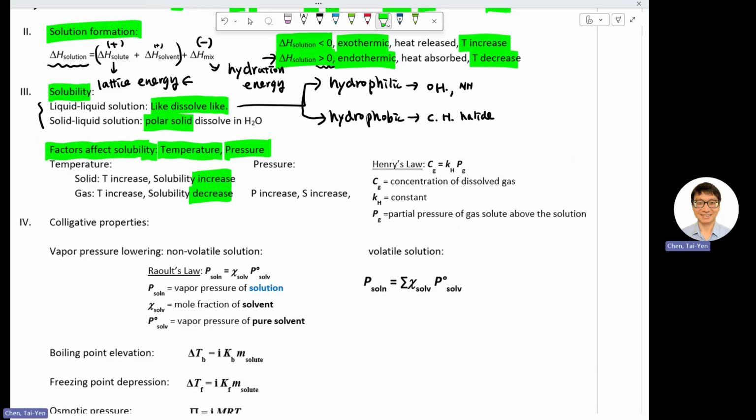Pressure is another very interesting thing. Here we need to memorize one equation called Henry's Law. It means that the solubility of the gas inside your solution is proportional to the external pressure of that gas multiplied by a thing called Henry's constant.